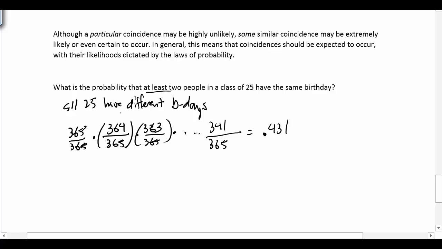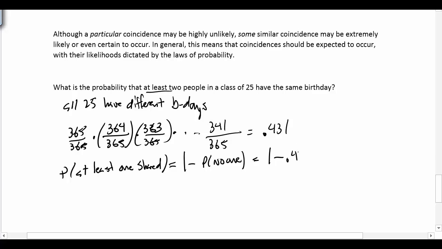Remember that phrase, at least? Well, the probability of at least one shared birthday is the same as 1 minus the probability that no one has the same birthday. And that's the one that we just figured out. So that's 1 minus 0.431, which works out to be about 0.57. So 57% of the time, I would expect 2 people in a class of 25 to share the same birthday.